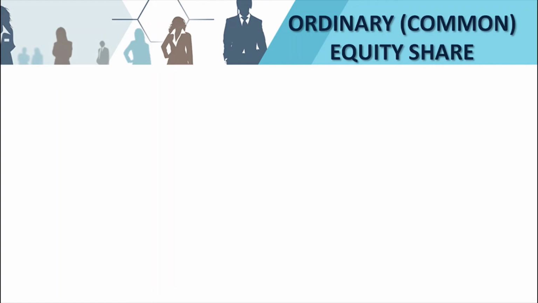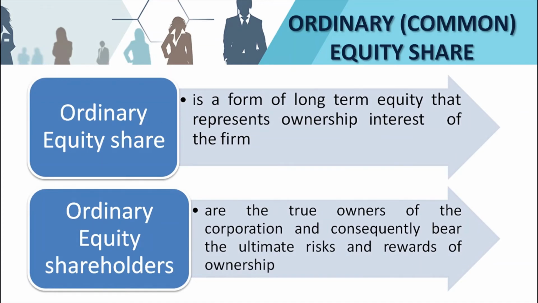Next is the ordinary or common equity share. Ordinary equity share is a form of long-term equity that represents ownership interest of the firm, while ordinary equity shareholders are the true owners of the corporation and consequently bear the ultimate risk and rewards of the ownership. So since the shareholders are the true owners of the corporation, they are also the ones who need to bear the risk and also the rewards of the ownership. So yung tawag dun sa mga shareholders ng ordinary equity share ay sila yung mga residual owners.